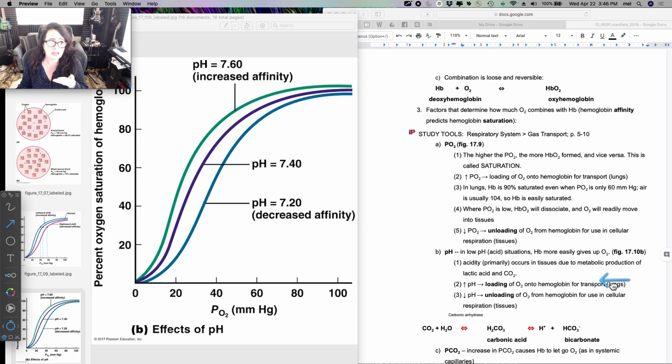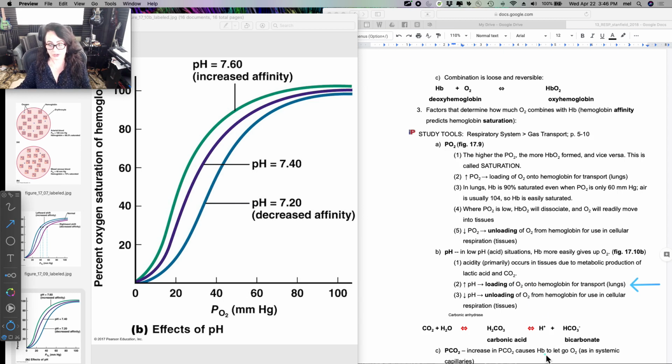The acidity occurs in the tissues for a bunch of different reasons, but this is certainly one of the big ones. So here's the prediction. If it's low pH, as is true in systemic capillary beds, it favors unloading of oxygen from hemoglobin because you're going to use it in cellular respiration. So get off the bus to go to work. And if it's higher pH, as is true in pulmonary capillary beds, it favors you getting onto the bus, the hemoglobin bus, to go to work.